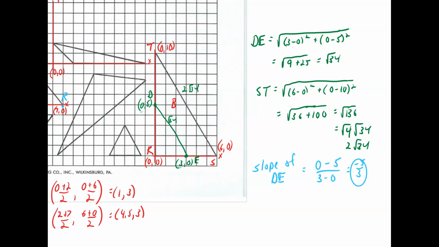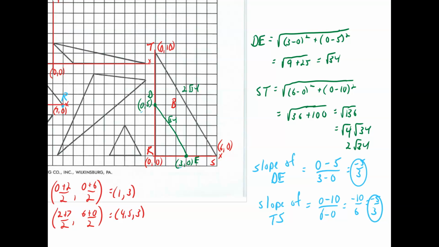What about the slope of TS? I wonder if that's also negative 5 over 3. Let's check it out. Slope of TS is equal to 0 minus 10, that's the change in y, over 6 minus 0, that's the change in x. This is negative 10 over 6, and that reduces to negative 5 over 3. So these are also parallel.